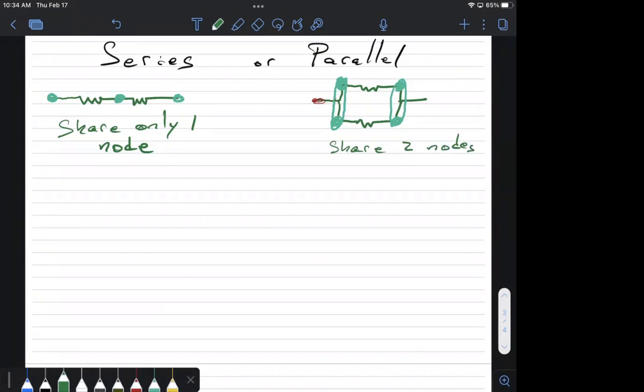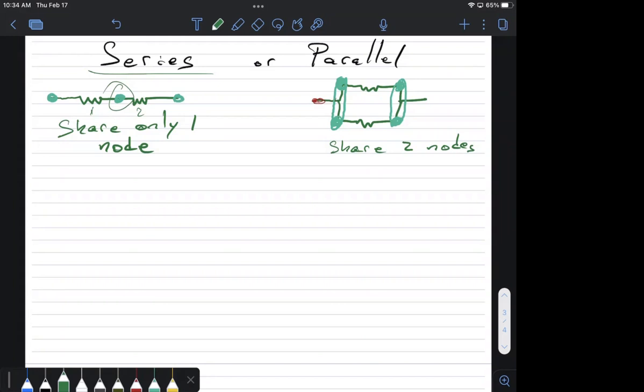Okay, and let's see if this works for my little examples here. In the series one over there on the left, this resistor and this resistor share that one node in common, and that's it. Resistor one, its left node is over there by itself. It's not touching number two. And resistor number two, its right node is over by itself. But the one between them, they both touch. So those two resistors share that one node in common and only that one node. So they must be in series.